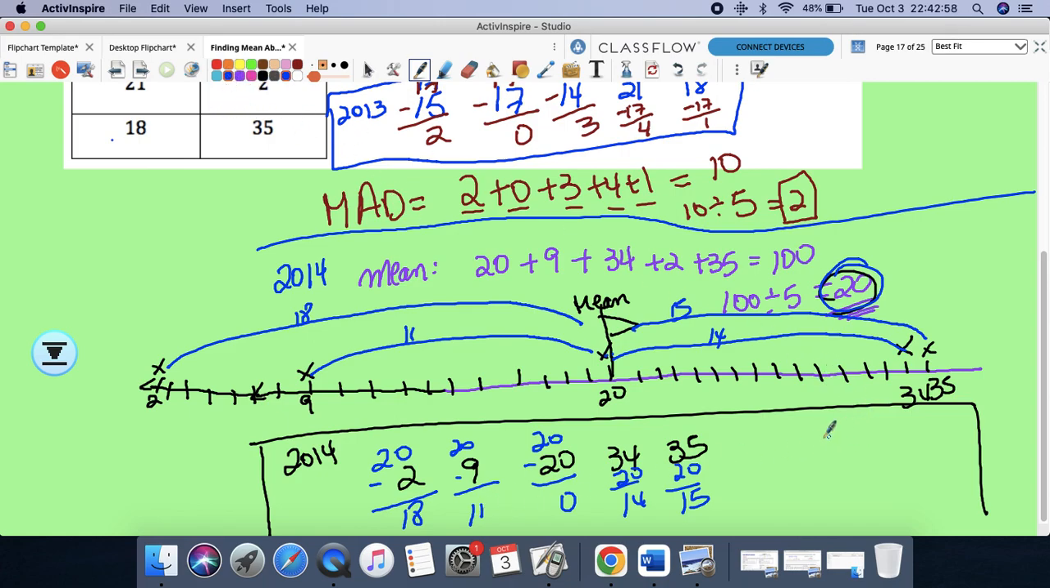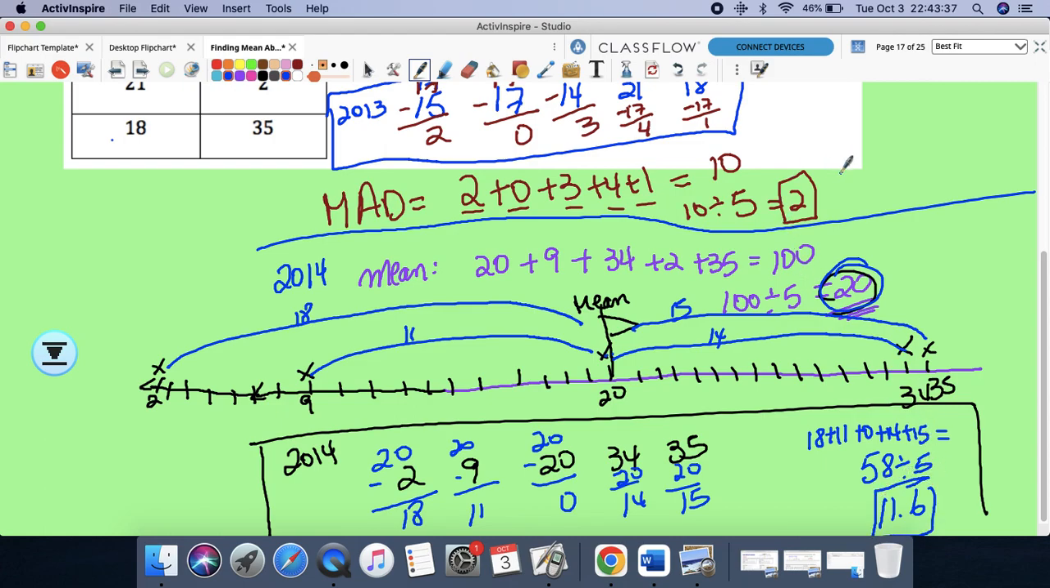So we're going to go 18 plus 11 plus 0 plus 14 plus 15. That's going to give us 58. And we're going to divide by how many? 1, 2, 3, 4, 5. And 58 divided by 5 is going to give us 11.6. And here is the math.